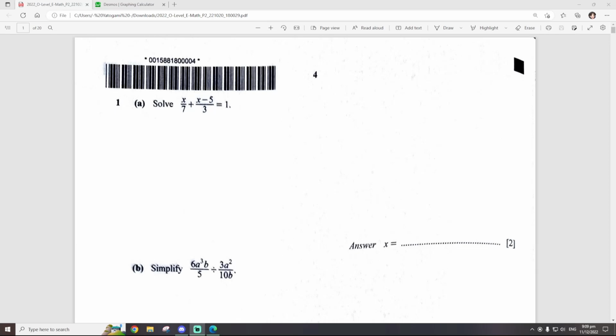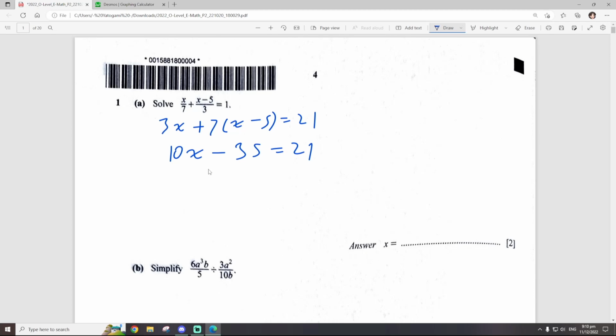So solve this equation. I think this is no issue for most of you. Multiply both sides by 21 to get 3x plus 7 times x minus 5 equals to 21. You'll get 10x minus 35 is 21. So you will get x is 56 over 10, which is 28 over 5, or 5.6.